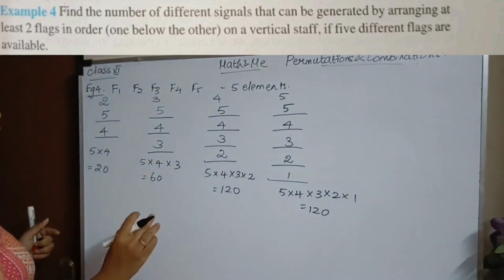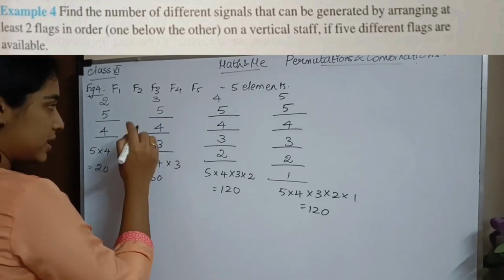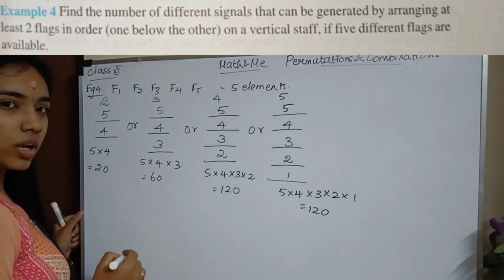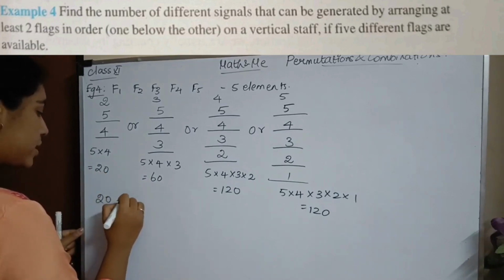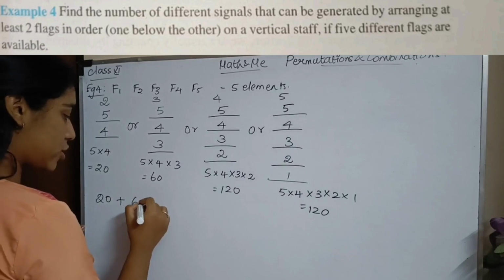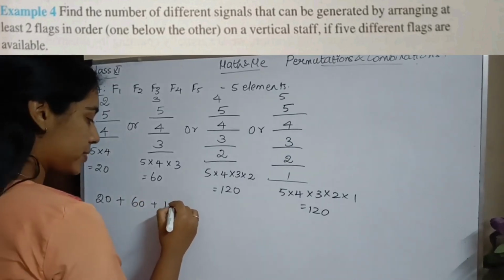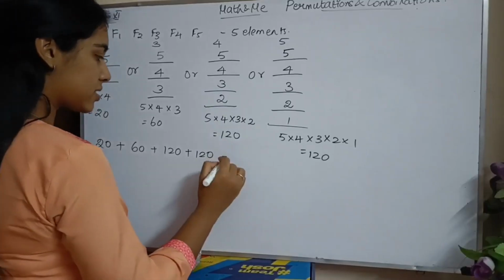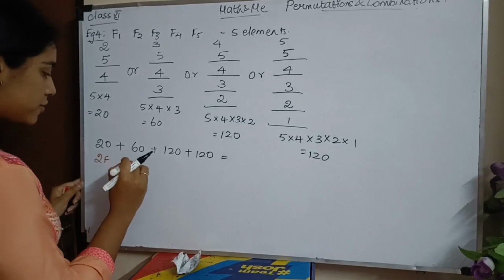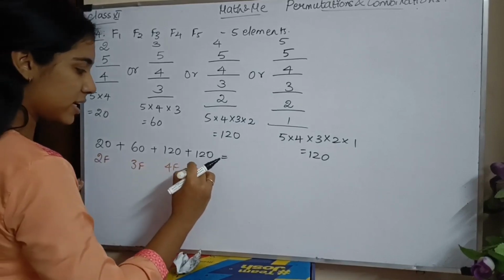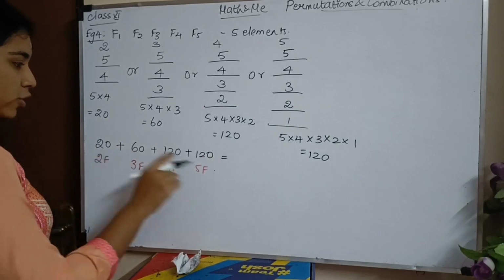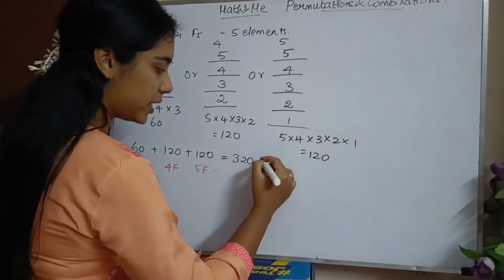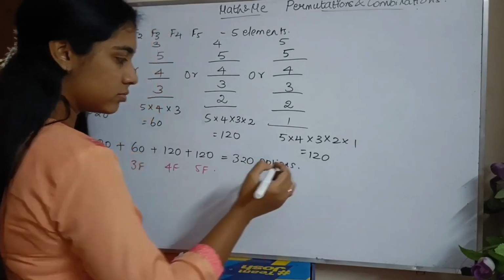Okay. So if it is at least 2, I can use 2 flags or 3 flags or 4 flags or 5 flags. So in total, how many options do I have? It can be 20 options or 60 options, addition, or 120 options or the last 120 options. This is for 2 flags. This is for 3 flags, 4 flags and 5 flags. Correct? So in total, how much do I have? 240 plus 60, 300, 320. So I have 320 options in total.